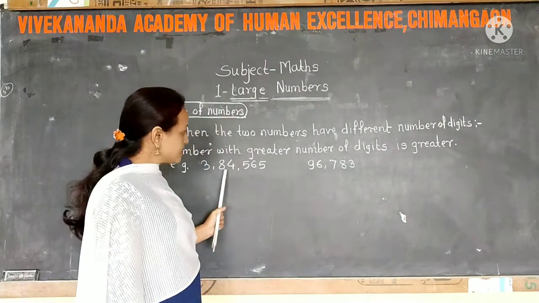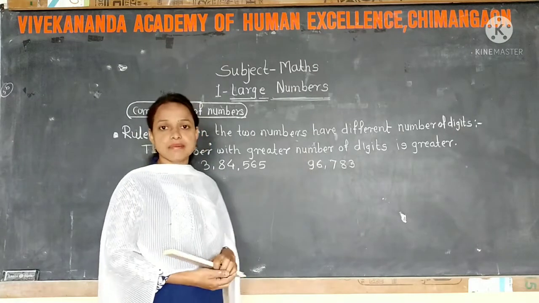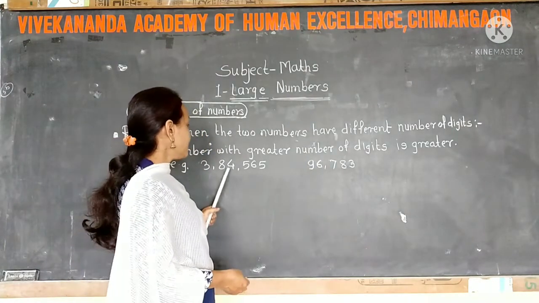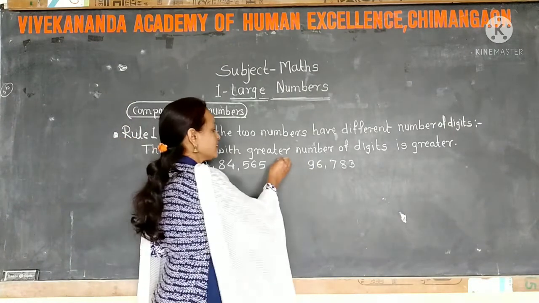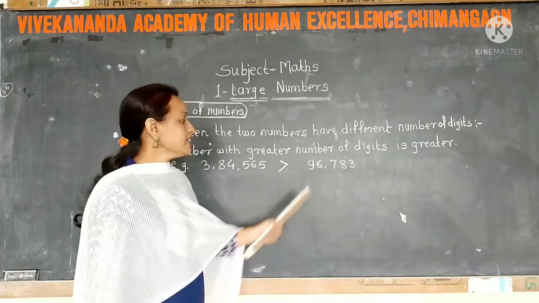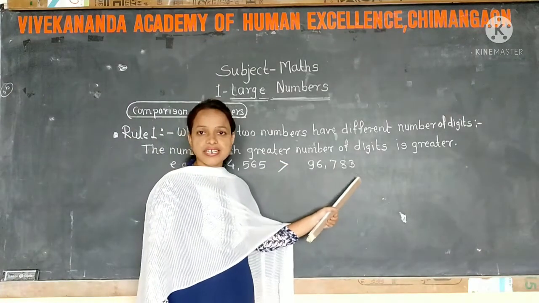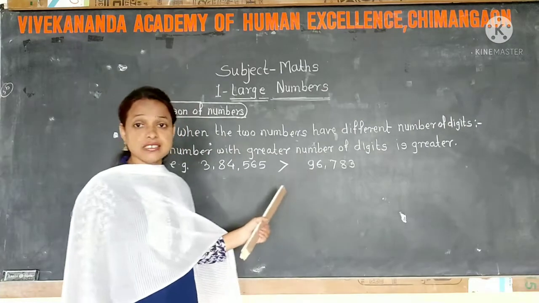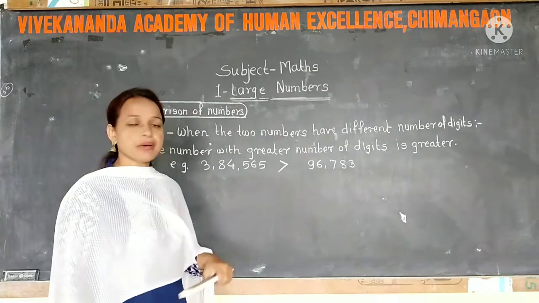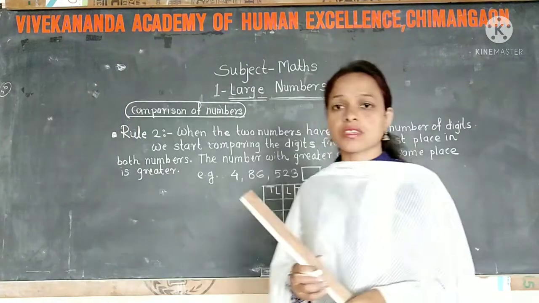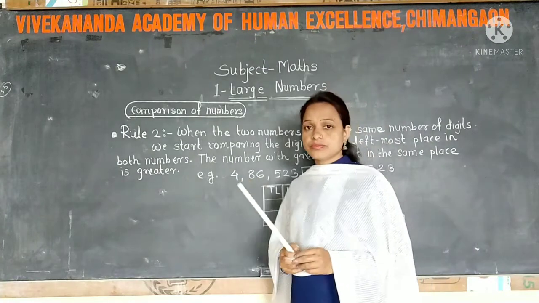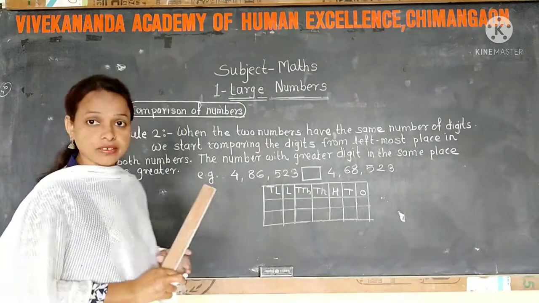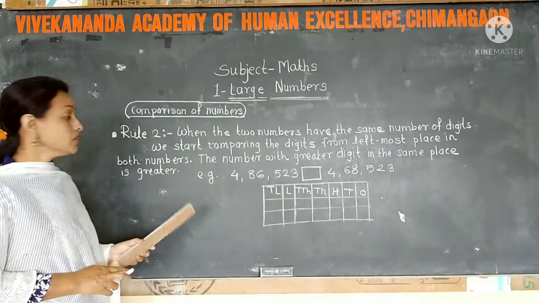So the first number is greater than the second number. So here 3,84,565 is greater than 96,783. That is the rule for the comparison of numbers. Second rule. So let's read that second rule.